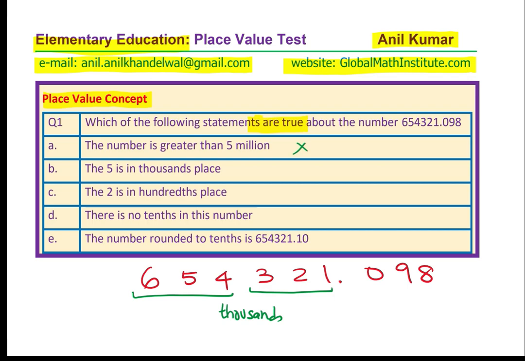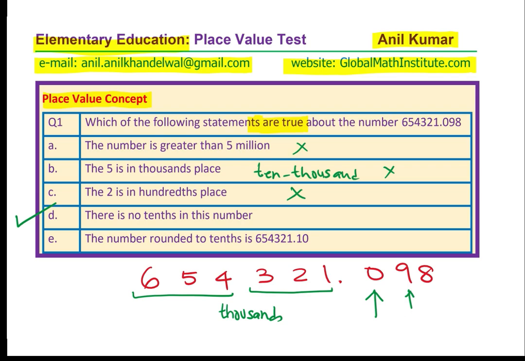Five is in 10,000 place, right? This is in 10,000 place. And therefore, this statement is also wrong. The 2 is in hundredths. So hundredths place is here and the number 2 is not there. It is 9. So that is also a wrong statement. And then we have, there is no tenths in this number. Well, tenths position is this. And we see, yes, it is 0. So this statement is correct. There is no tenths in this number. So in this number, it is 0. So no value. Okay, so that is the correct statement.